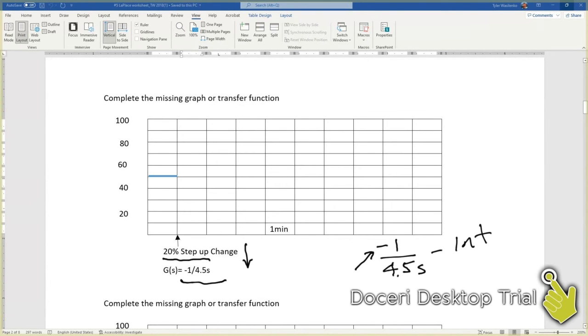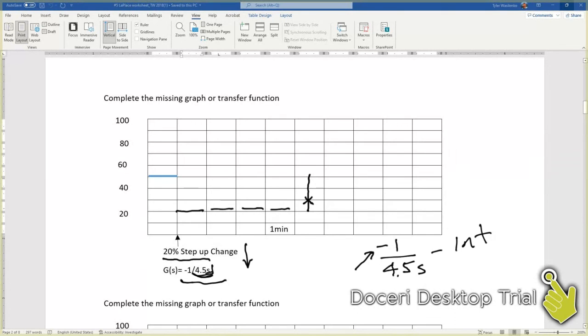So what we're looking for now is at 4.5 minutes, we want to be 20% down. So let's find out where 4.5 minutes is. 1, 2, 3, 4, and the half is right here. So somewhere on that long line and down 20%. So right there would be our mark.